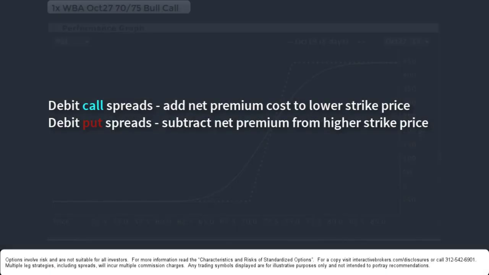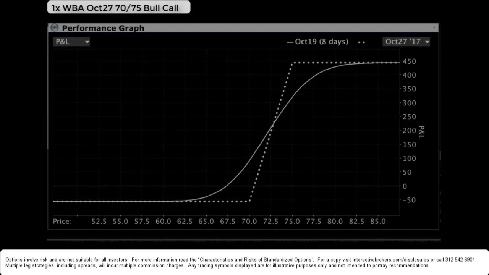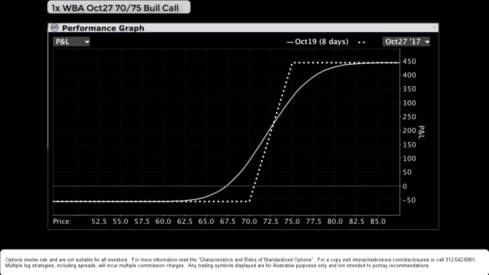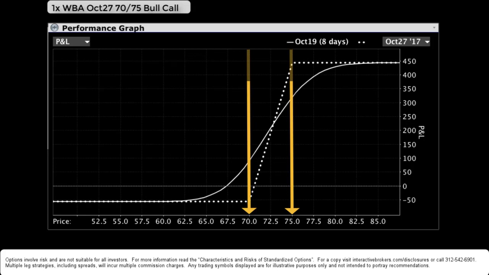For debit spreads, the P&L calculations are straightforward. For buying call positions, we added the premium to the strike price to show the break-even point. For buying puts, we subtract the premium from the strike price to calculate the break-even price. We still follow that process with the net cost for spreads, but we need to make another calculation. For the call spread, the distance between the strikes is $5. That's the $75 strike less the $70 strike.